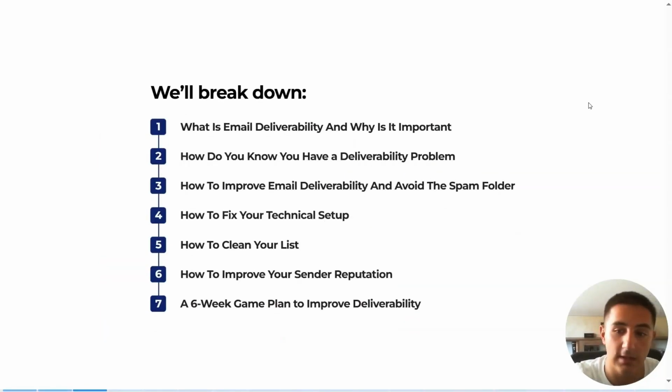Okay, and here is a quick look of what's inside and what we'll cover in this video. First we're going to talk about what email deliverability is and why it's important. Then we'll cover how to know if you have a deliverability problem. After that, we'll dive into how to improve your email deliverability and avoid the spam folder. We'll go into detail on how to fix your technical setup, clean your list, and improve your sender reputation. And finally, I'll provide you with a 6-week game plan to improve your deliverability. Okay, so let's get into it.